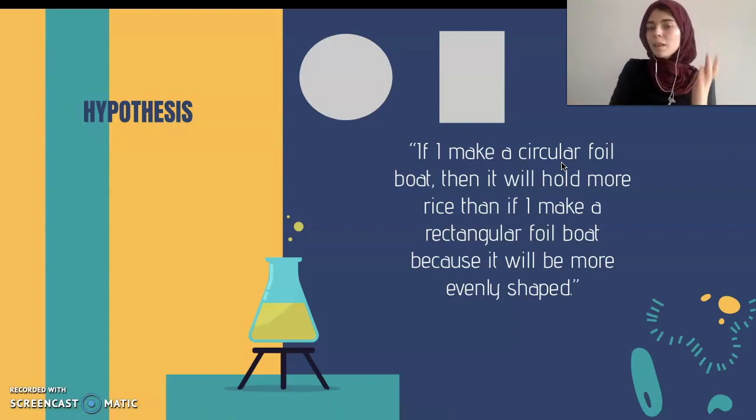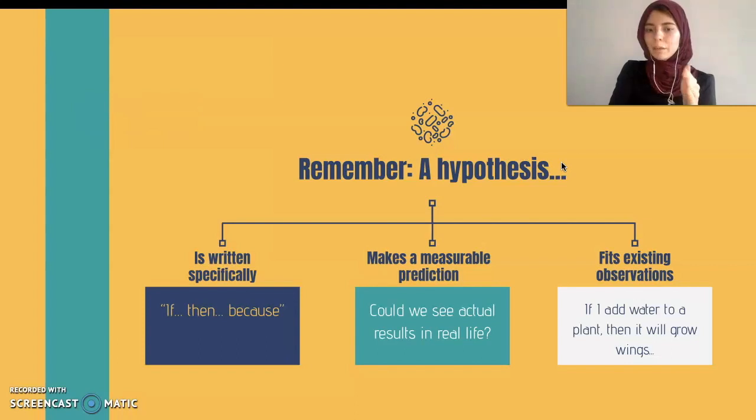So it has to be something that you can observe or measure. It's very important. Also, it fits existing observations. So if I said something like, if I added rice to this, then it would turn purple. That's probably not going to happen because rice doesn't typically turn purple, right?